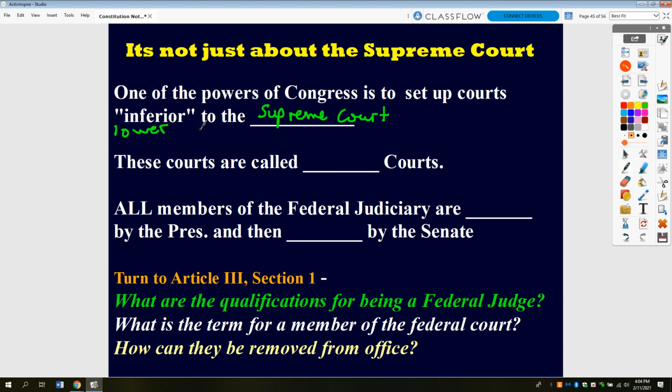Those courts that are inferior, or lower than the Supreme Court, are called federal courts. There are a lot of federal courts, and I think it's safe to say 100 or more federal courts in the country, but there's only one Supreme Court. All the members of the federal judiciary, in other words, all these people that are in these federal courts, are called justices.